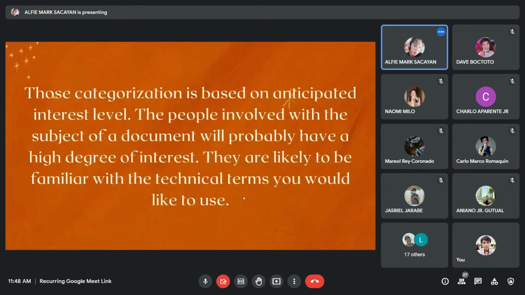Then those categorizations are based on the anticipated interest level. So the people involved with the subject of a document will probably have a high degree of interest. They are likely to be familiar with the technical terms you would like to use.